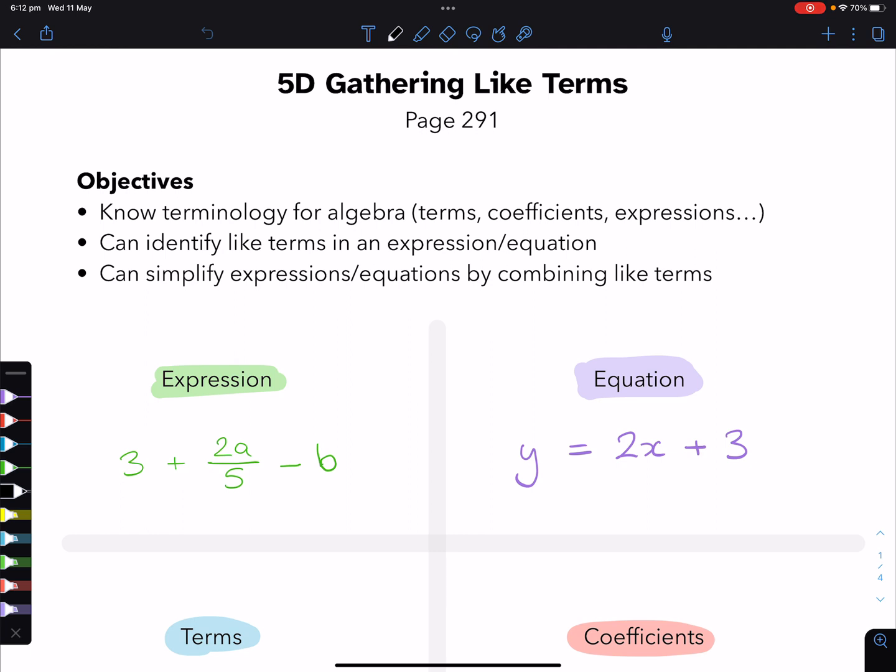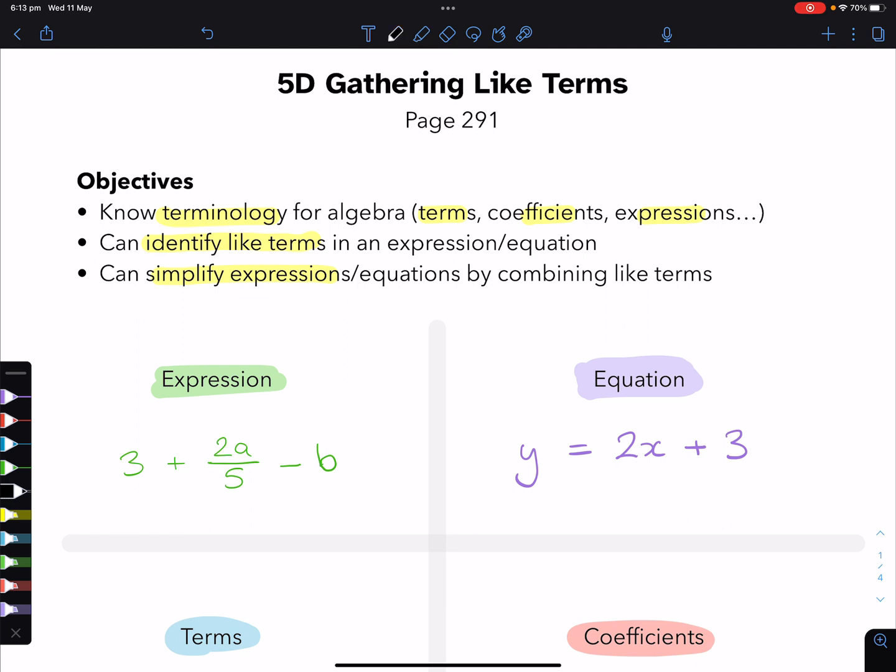So my objective is to make sure you know the terminology for algebra, for example, terms, coefficients, and expressions, and so on. How can you identify the like terms? And then can you simplify by combining them or gathering them up together? That's what we want to achieve in this little video. So let's go over some of the terminology here.